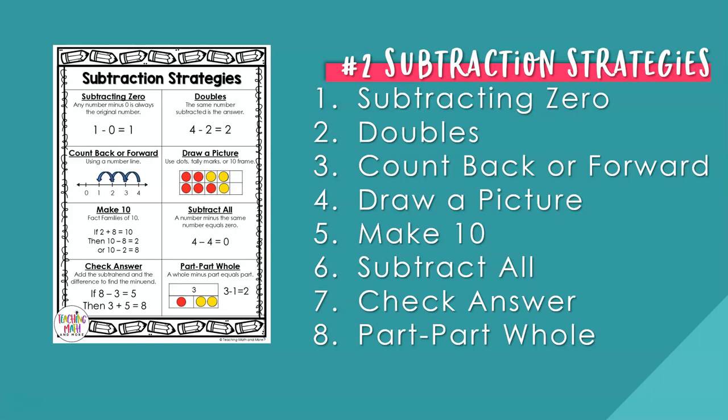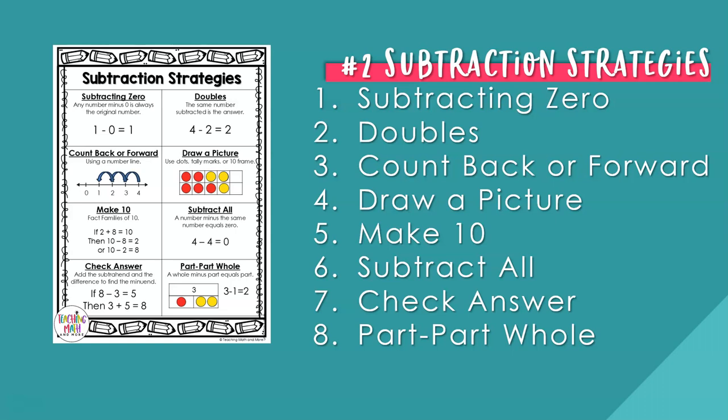Number 2, doubles. Doubles are the same number added twice. So 2 numbers added together equal a sum that is double the original number. Here we have the same number subtracted from a double and the answer. For example, 4 minus 2 equals 2. Number 3, count backwards or forwards using a number line to count by ones. Number 4, draw a picture. Students can draw a picture with dots, tally marks, or even a 10 frame.